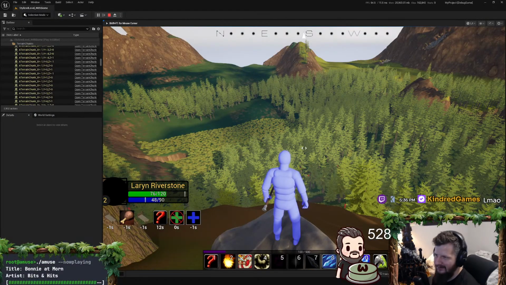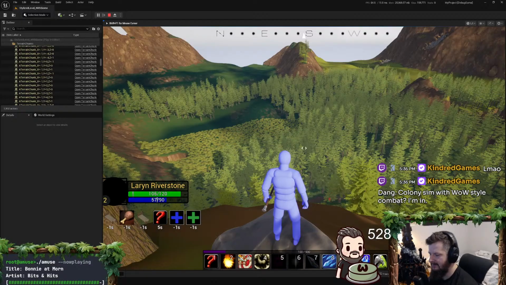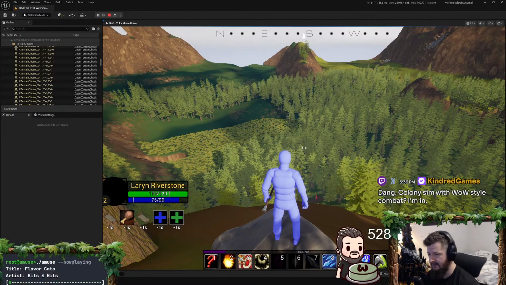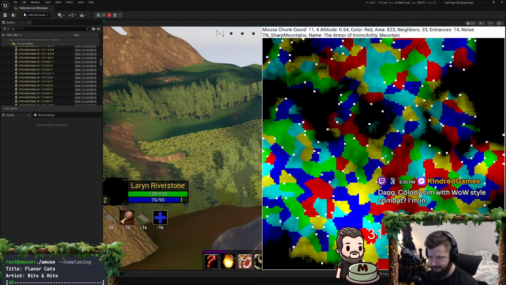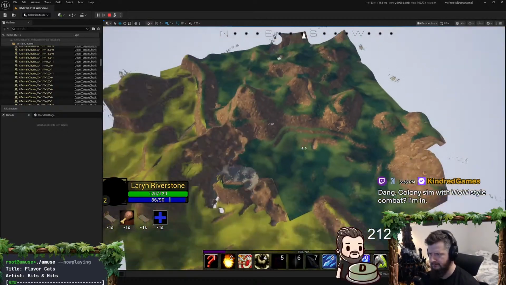I don't have any artistic capabilities, no material skills, no animation skills, art, sound, modeling, none of that. So, dang, Colony Sim with WoW style combat. Yeah, basically. On the RPG side I'm going for vanilla WoW vibes, but maybe a little more interactive than that. We'll see how it ends up.